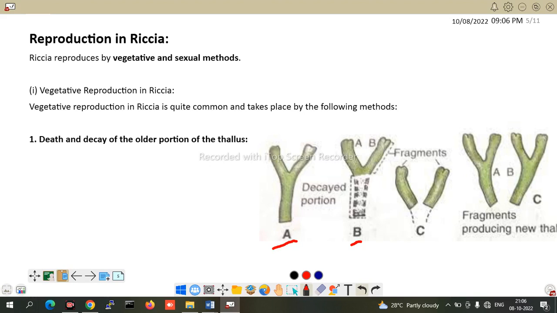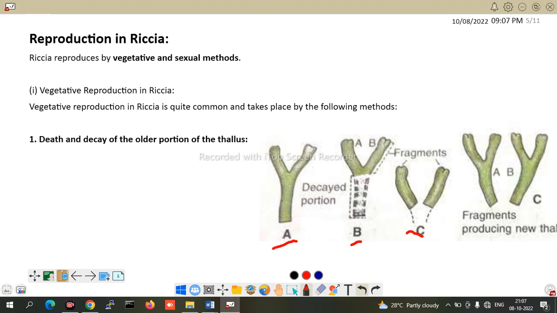When the decay reaches the dichotomy, it divides into two parts. Look at C. Here are the two fragments, fragment A and fragment B. And when it is divided into two fragments, each turns into a new thallus. Here is the new thallus of Riccia from the fragment segment.